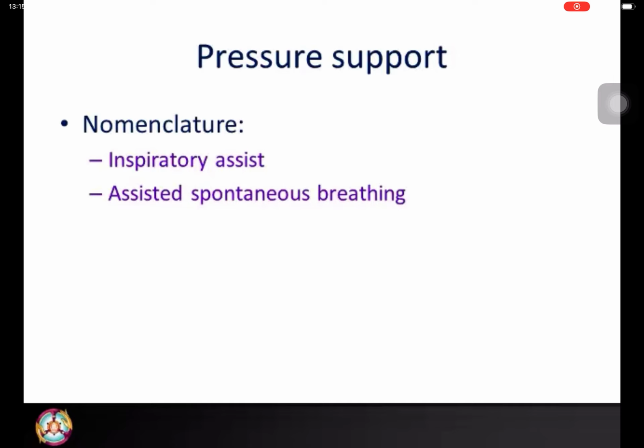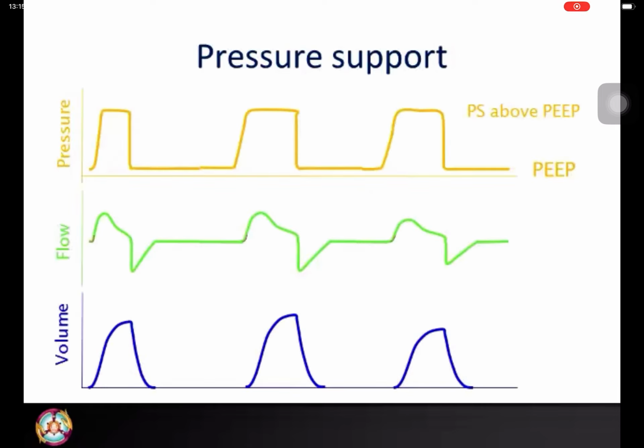Pressure support. This is also referred to as inspiratory assist or assisted spontaneous breathing. In pressure support mode, all breaths have to be initiated by the patient, so it's only suitable for patients who are making sufficient respiratory efforts. In this mode, a constant preset airway pressure is supplied during inspiration, but at the same time, the patient is making an inspiratory effort. The tidal volume and inspiratory flow is determined by both the applied pressure and the patient's effort.